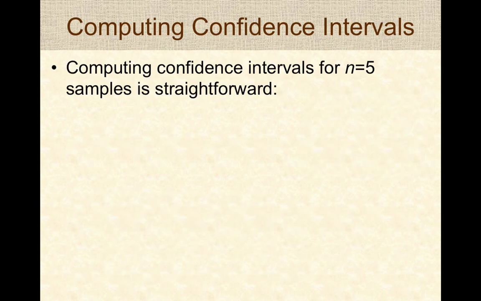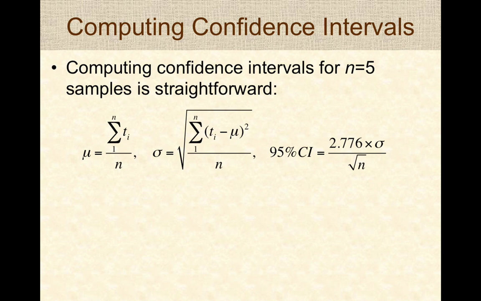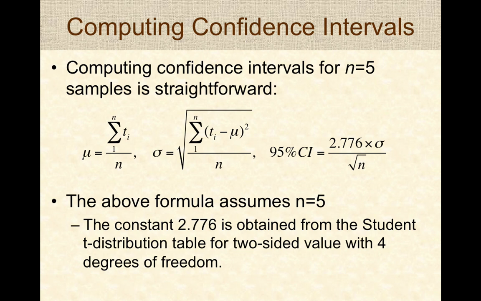So for example, if you have 5 samples, that means n is equal to 5, computing confidence intervals from 5 runs of a program is relatively straightforward. First you compute the mean mu, then you compute sigma, the standard deviation, and then you plug in sigma, mu, and n into the formula to compute the 95% confidence interval. Here, the number 2.776 is important because it's been obtained from the student t-distribution table using 4 degrees of freedom. Because n is 5, the degrees of freedom is 4.